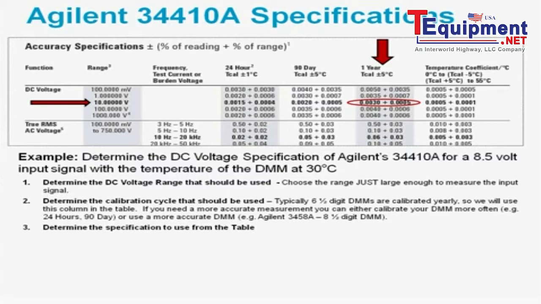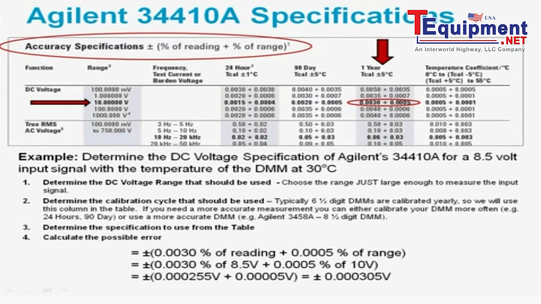Now that we know both the range and the calibration cycle, we can determine our specific error terms in the table. Using the general formula, we can calculate the error specification. In this case, we have 0.003% of reading error, and we have 0.0005% of range error. And that calculates to give us a total error of plus or minus 305 microvolts.